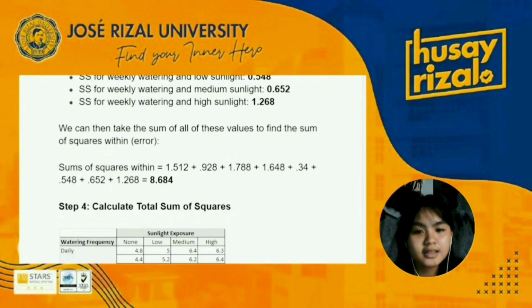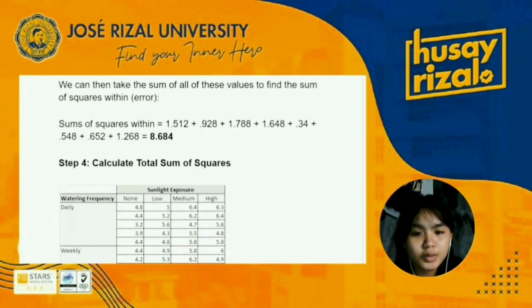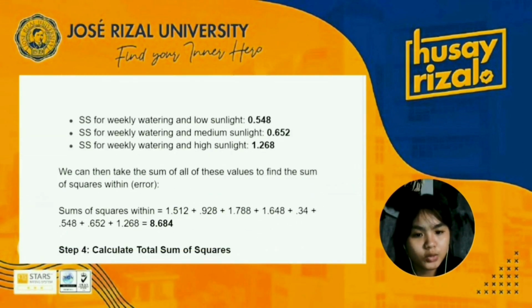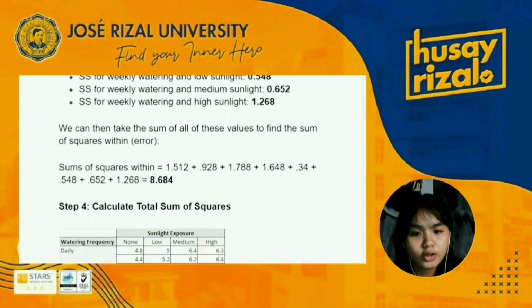We can then take the sum of all these values to find the sum of squares within. Sum of squares within is equal to 1.512 plus 0.928 plus 1.788 plus 1.648 plus 0.34 plus 0.548 plus 0.652 plus 1.268 is equal to 8.684. So this is where we took all of them, and then this is the answer that came out.